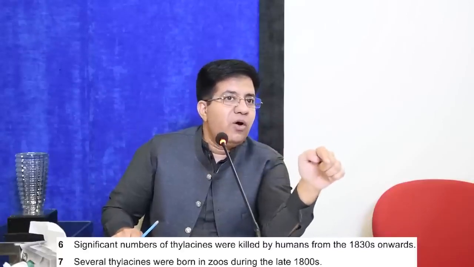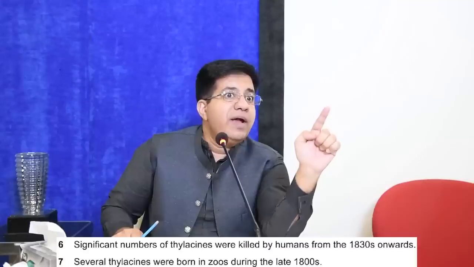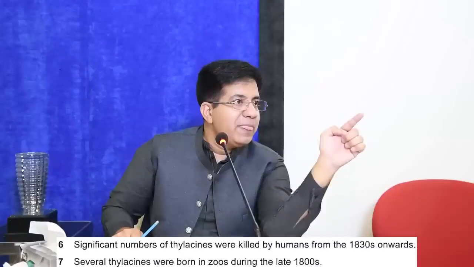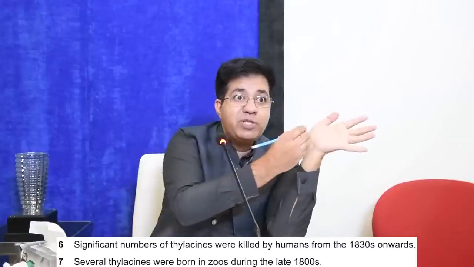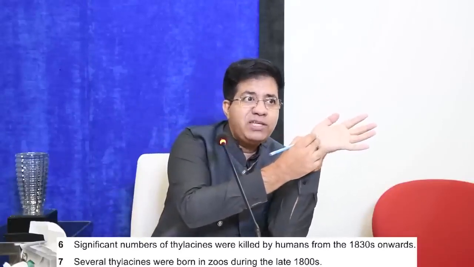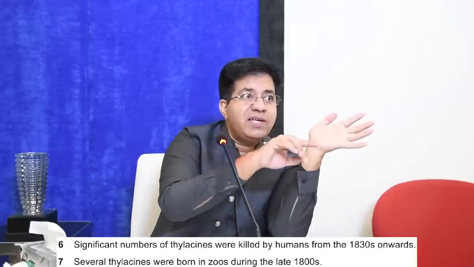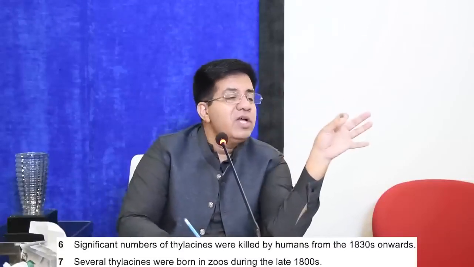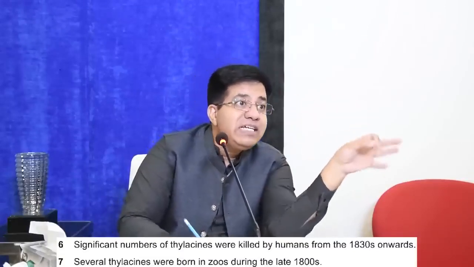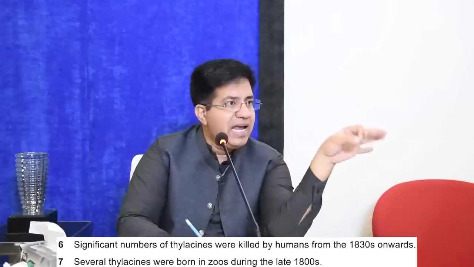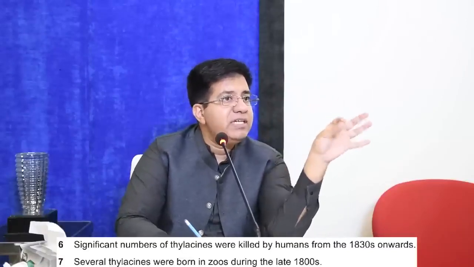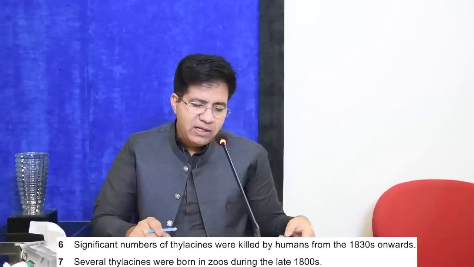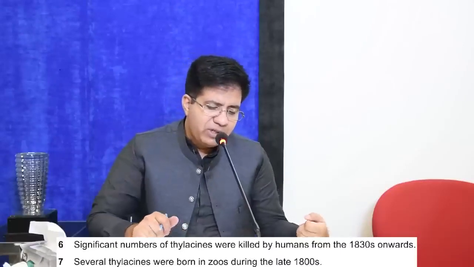Now, which century is going on? 21st century. But what do you write? 2022. 2022 means, 20 is 20th. You understand this point? 20 is 20th and the century is 21st. So this is what you need to understand. When they say 1800s, don't look for 1800. Look for 17 something. Okay, and as they said, late means 1785, 1795 and all that. So several thylacines were born in zoos. Let's go back. Questions and answers are in order. Found the word?